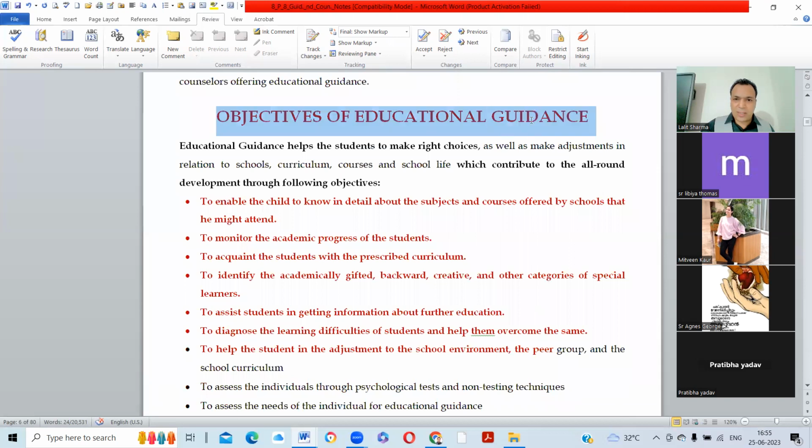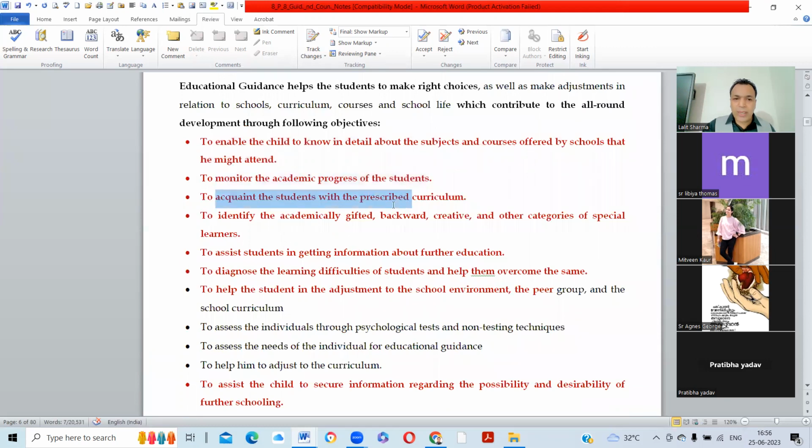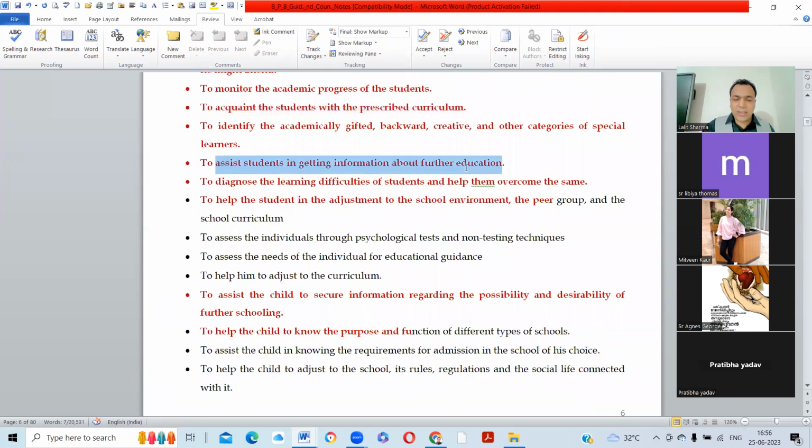So guys, now what are the objectives of educational guidance? Whatever I have talked about for the last 10 to 15 minutes, all of this comes under the objectives of educational guidance. Okay, no need to see the answer. This is a recorded lecture, you can listen once again, and whatever I have talked about you can write it, and absolutely you would be correct, right? You can see here: to enable the child to know in detail about the subject, to monitor the academic progress of the student, to acquaint the student with the prescribed curriculum, to assist the student in getting information about further education, to diagnose the learning difficulty of the student. Everything I have discussed.